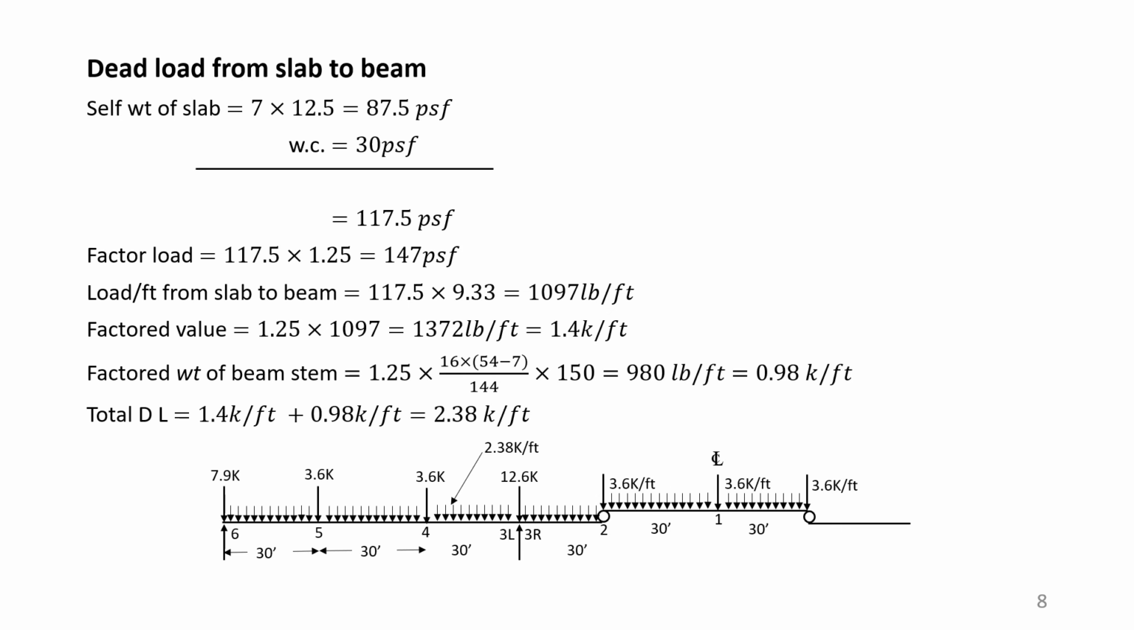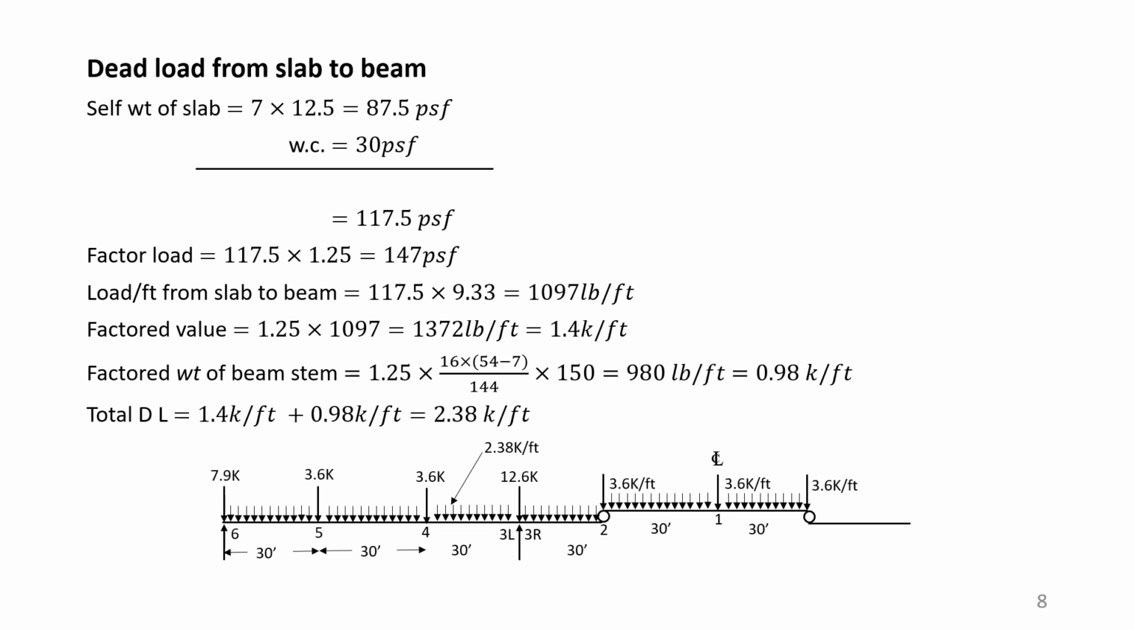And the total dead load for the beam, as we will not be going to the design of the slab, we have come here directly to the beam. Per running foot of the beam, the load will be from its stem weight and the slab weight. Stem weight is 0.98 and slab weight is 1.4 kip. Total is 2.38 kip, and that is shown here in this span.